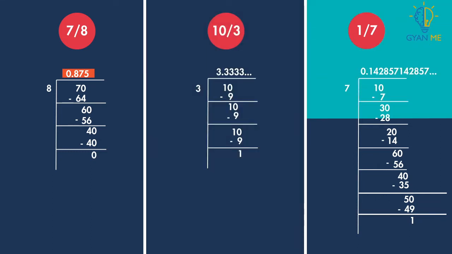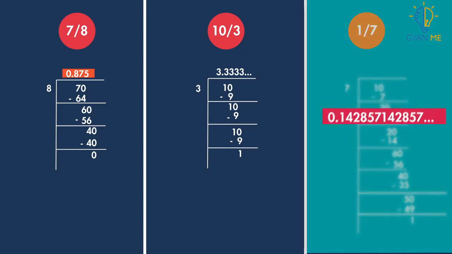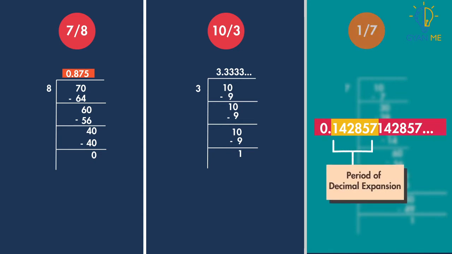When we divide 1 by 7, the answer, that is, quotient is 0.142857142857 and so on, which is again non-terminating. But observe, students, it starts repeating after a fixed number of digits. This fixed number of digits is called the period of decimal expansion.